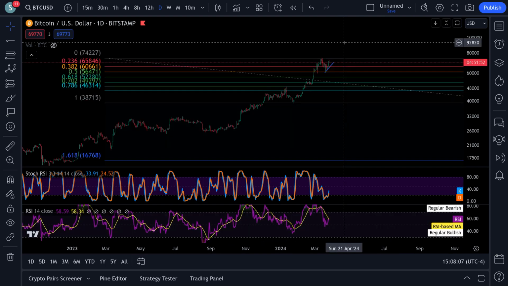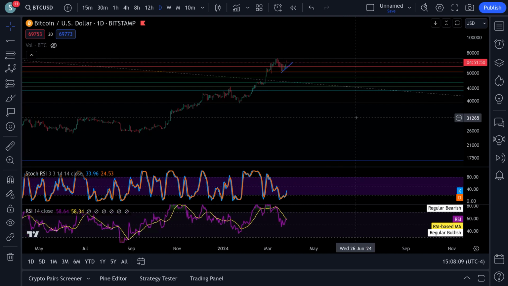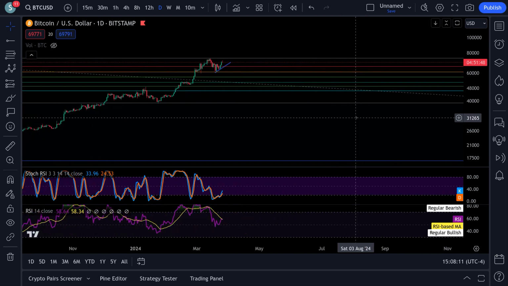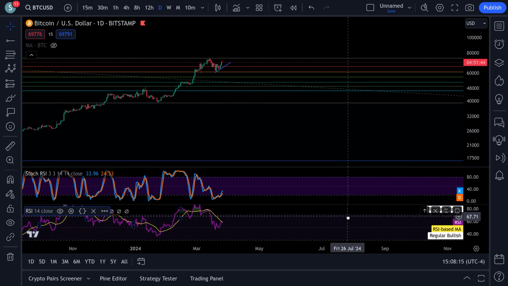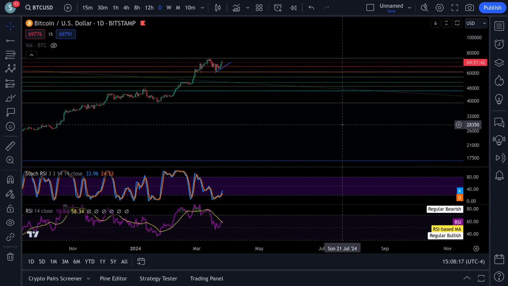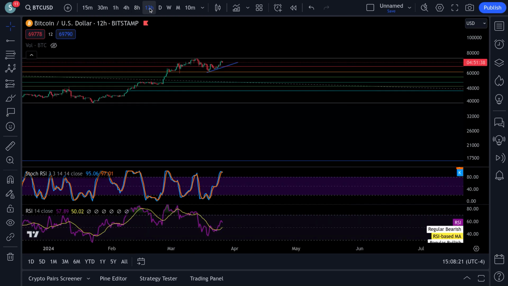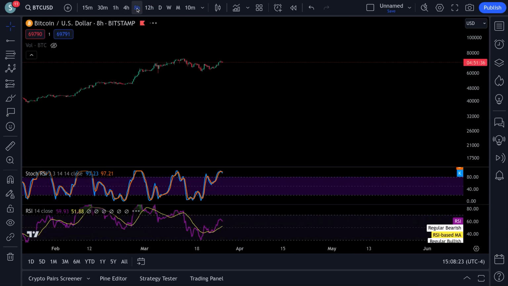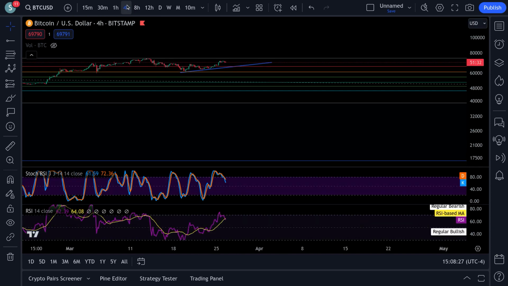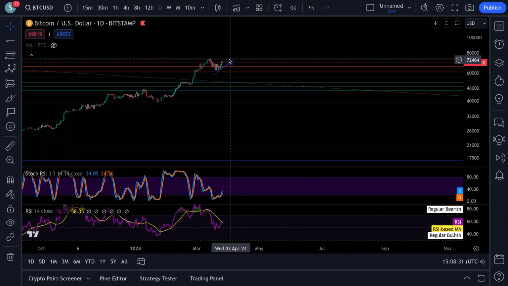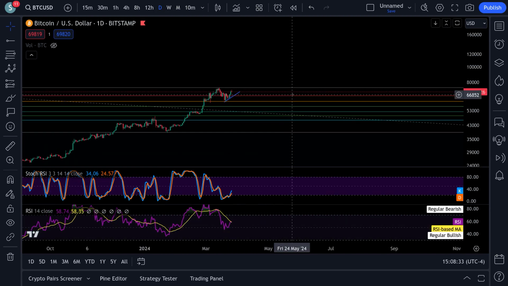The RSI on your daily is just starting up. It's bullish, a 33 and a 24. Actually, it's pretty low down here too, so Bitcoin could have some more gas in the tank before this third wave's over. The 12-hour is bearish, 95 and a 97. The 8-hour is bearish. Your 4-hour is pulling down, so you could get a temporary pullback right here. Let's move this out of the way.